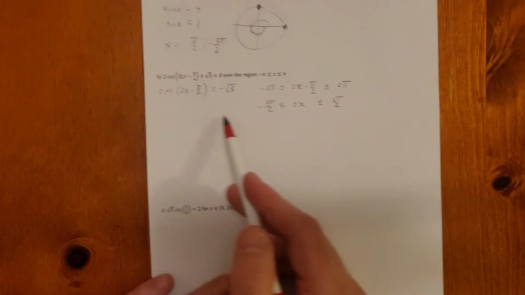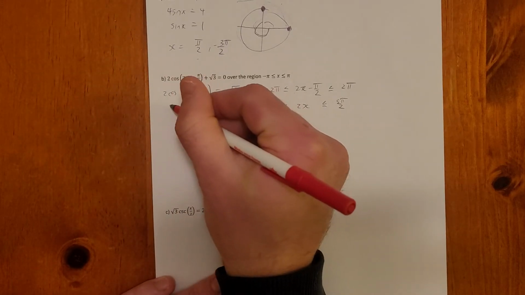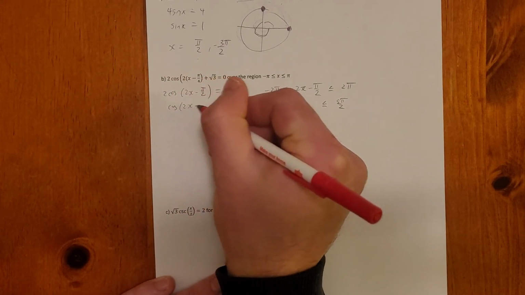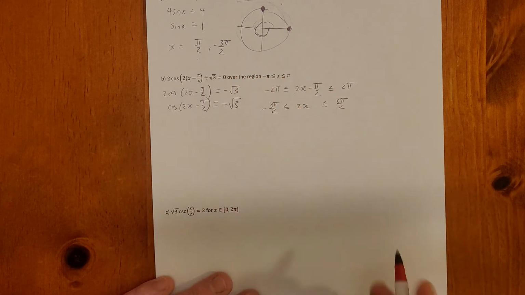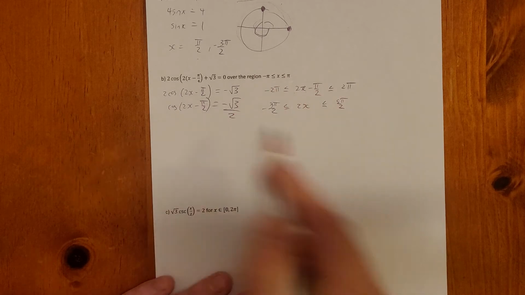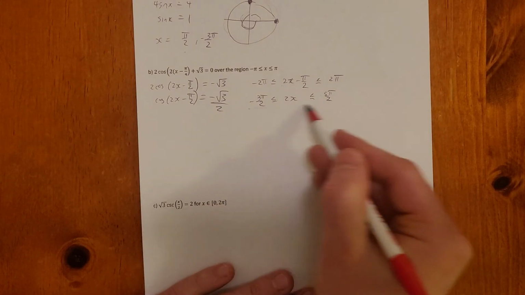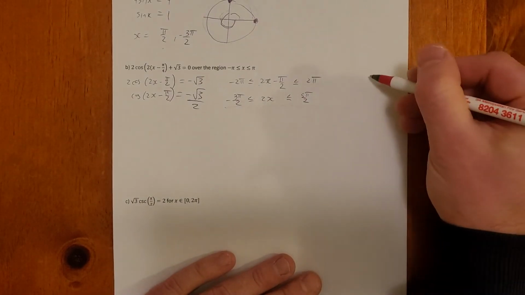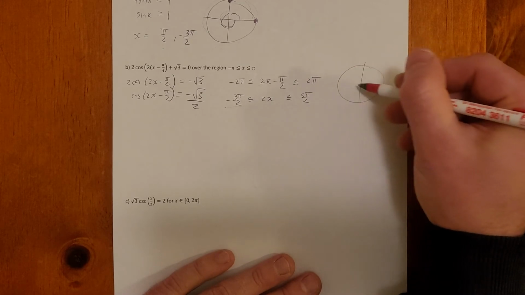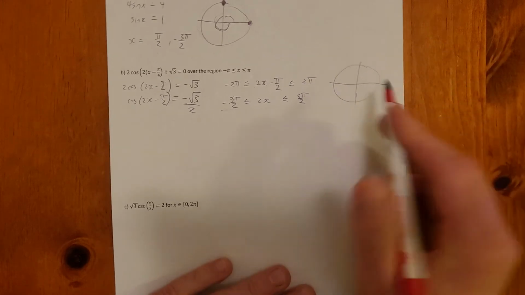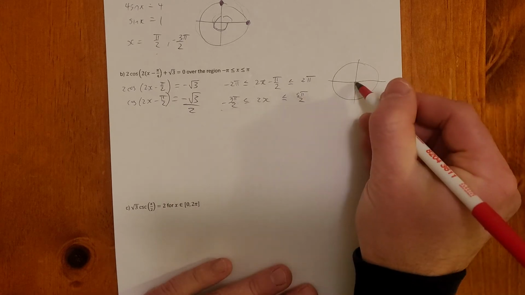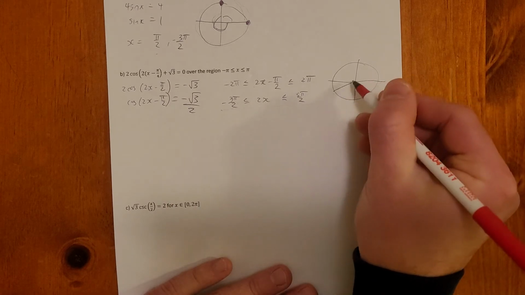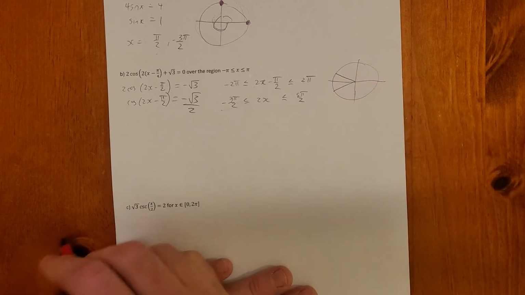Now let's again isolate the theta by itself. So we're going to have cos of 2x take pi on 2 equals minus root 3 on 2. We divided both sides by 2. And here's the boundary we're interested in. Now I'm going to draw the unit circle here. We're interested when cos is minus root 3 on 2. Cos are the x values, and the x values are minus root 3 on 2 here and here.